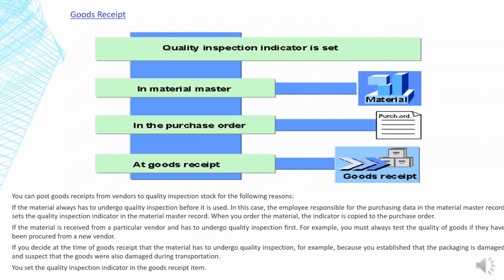We can post the goods received from the vendor to a quality inspection stock for the following reasons. If the material always has to undergo quality inspection before use, in such cases, or if the material received from a particular vendor has to undergo quality inspection first, this is another example where we can use it. And you can also decide that at the time of goods receipt, the material has to undergo quality inspection.